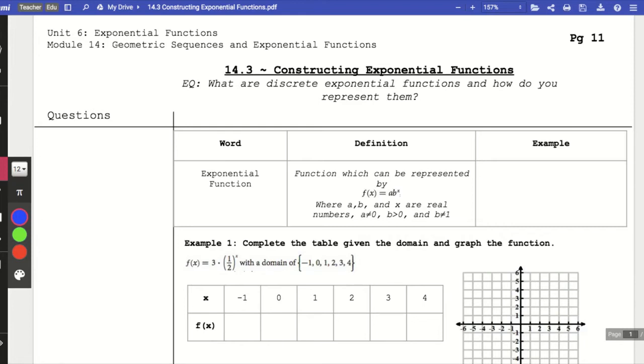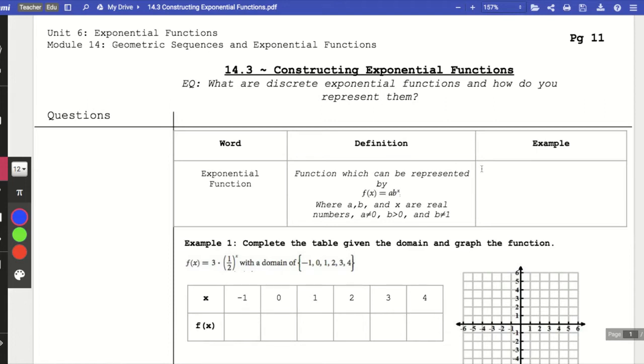So in an exponential function, we represent it by f of x, which is equal to a times b to the x, which, if you remember, for a geometric function, f of x was equal to f of 1 times the common ratio r to the n minus 1. So this is actually very, very similar. And then, of course, a and b are real numbers, and a does not equal 0, and b is bigger than 0. So let's go ahead and look at an example.